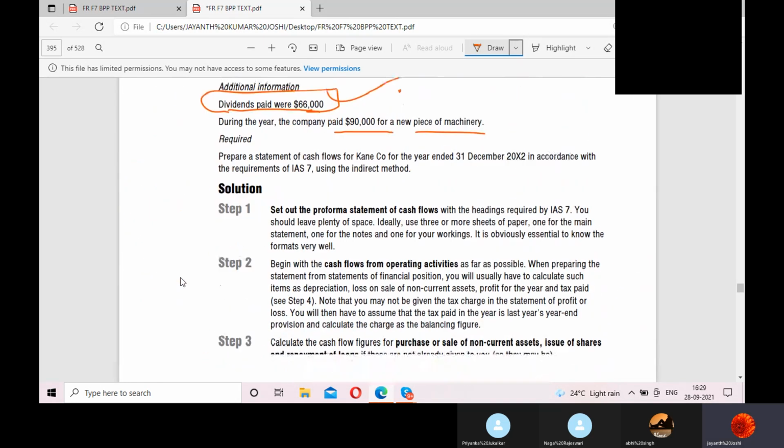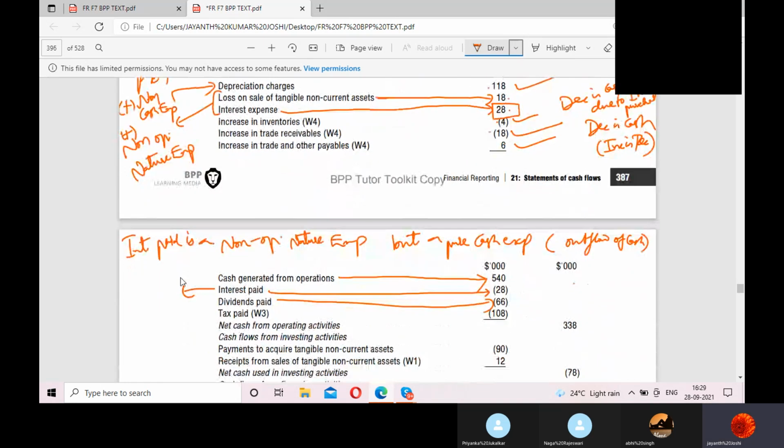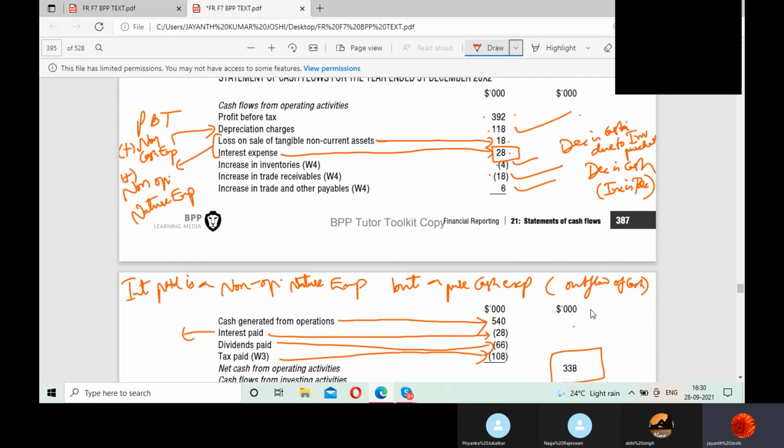So again, I have come here and I will just note down the tax paid thing. And when I adjust all of this, this is my net cash from operating activities. All of you can make a note and do this. I'll go for the other two activities.